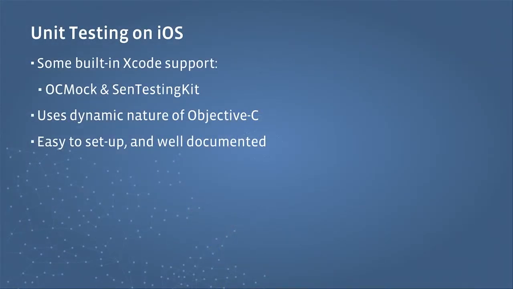So unit testing on iOS is actually pretty easy. If you haven't played with it, it's just a checkbox in Xcode when you create a new project. And what it does is it uses OCMock and SenTestingKit. It's well documented. I encourage you to go check it out. It uses the dynamic nature of Objective-C to help you insert these mock objects to pretend that they're the inputs and outputs of your classes.